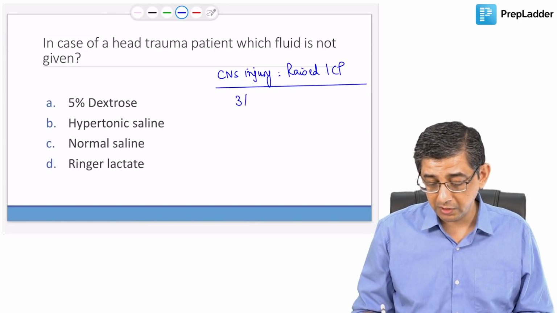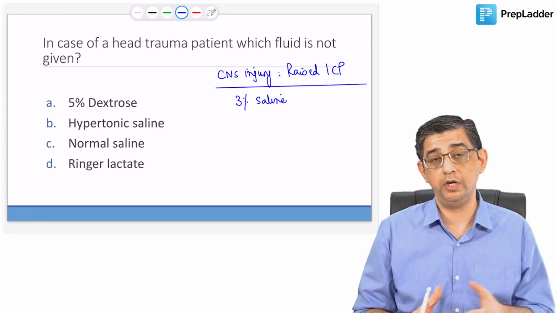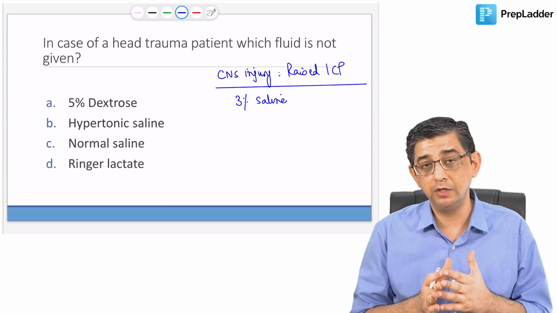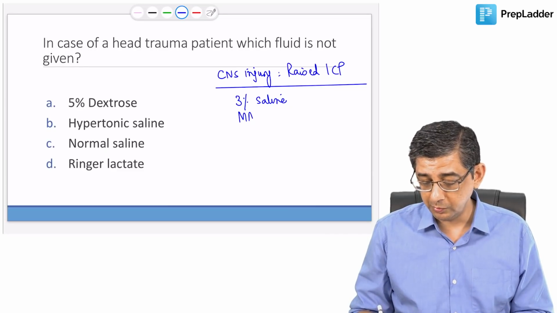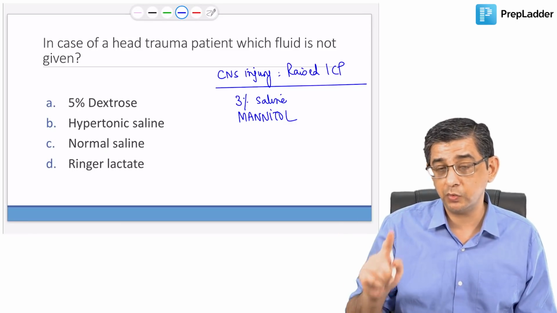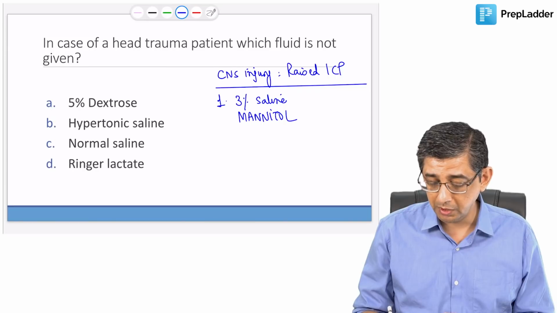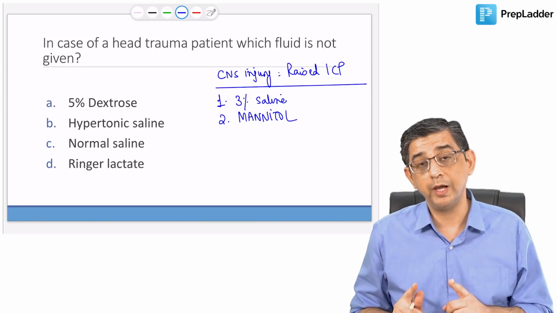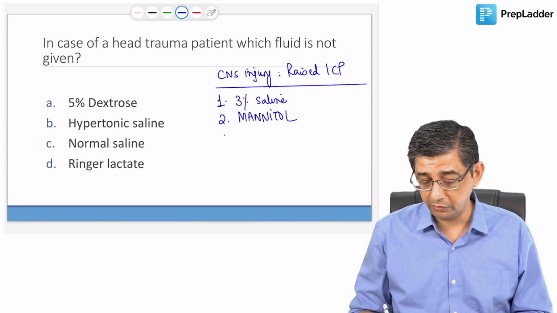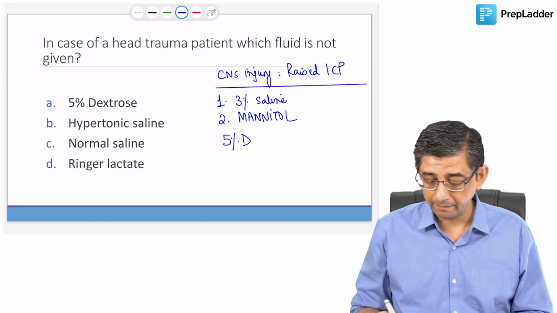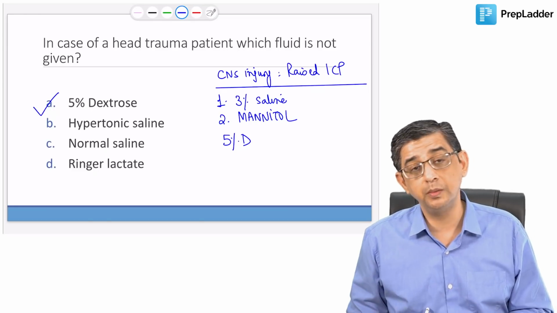You see, if a person is having swelling in the brain and you give 3% saline, it will suck out the water, it will remove the water from the brain, so the swelling will reduce. Both 3% saline and mannitol are hypertonic fluids. In a person having raised ICP, you are not supposed to give hypotonic fluids, and the hypotonic fluid is 5% dextrose. The correct answer to this MCQ is option number A.